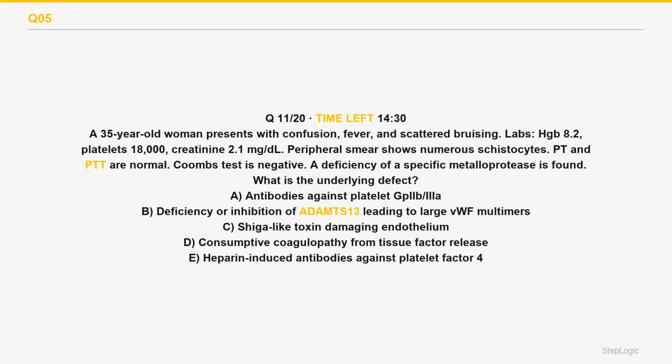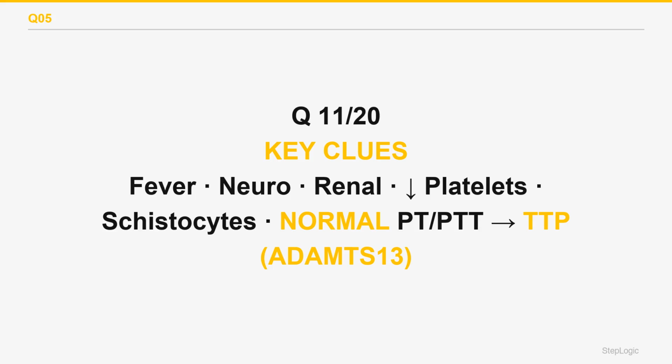Read the command: underlying defect. Fever, neurologic changes, renal involvement, thrombocytopenia, microangiopathic hemolysis with schistocytes, normal PT and PTT, deficient metalloprotease: thrombotic thrombocytopenic purpura. TTP is caused by deficiency or autoimmune inhibition of ADAMTS13, the metalloprotease that normally cleaves von Willebrand factor multimers into smaller pieces. Without it, ultra-large VWF multimers accumulate and spontaneously bind platelets, forming microthrombi throughout the small vessels.